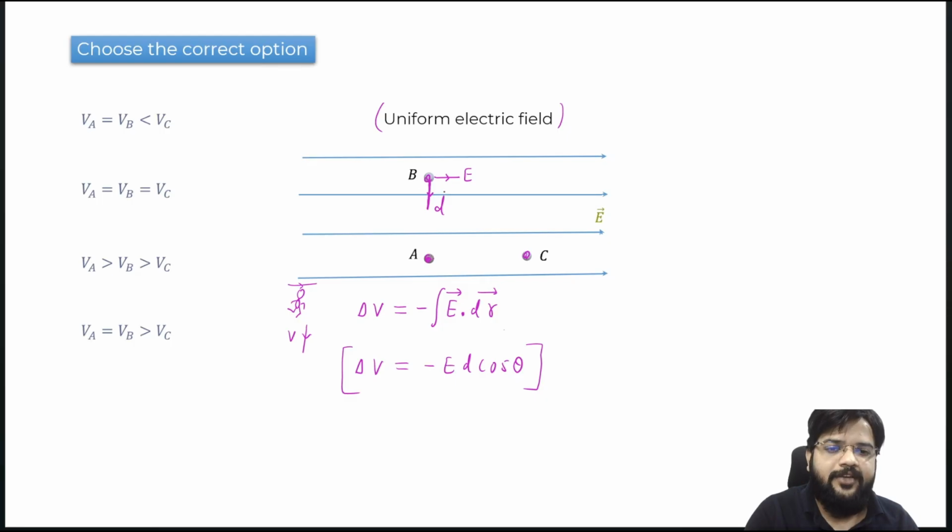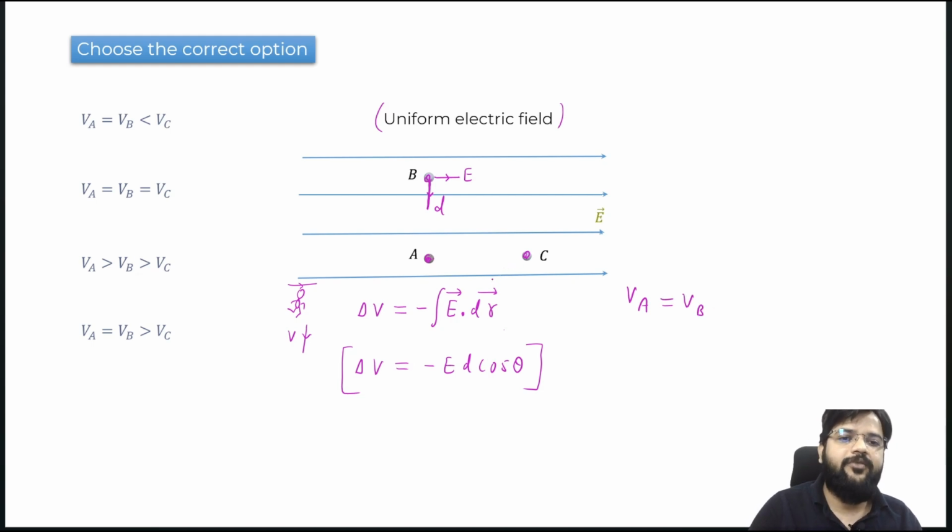The angle between electric field and displacement is 90 degrees. Same thing will happen when we move from A to B also. Means if we are moving from A to B, or B to A, then potential is not changing. Means potential is the same. So from here we are getting that the potential at point A and the potential at point B are equal. What about the C point?